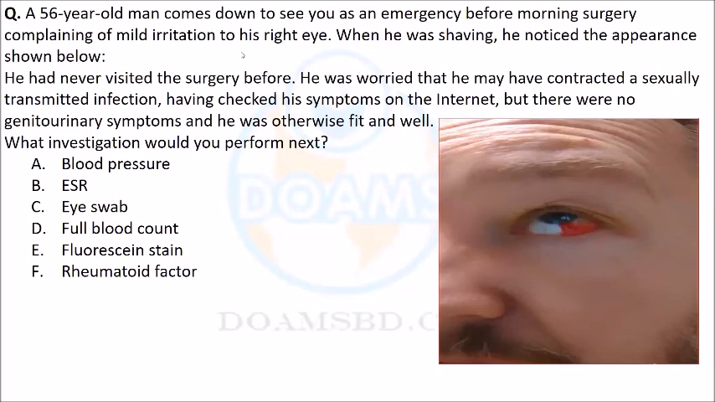Patient does not have any other symptom, maybe only the subconjunctival hemorrhage. So the patient is usually asymptomatic of the hemorrhage. And what may be the common thing to be done first? This is the question here.